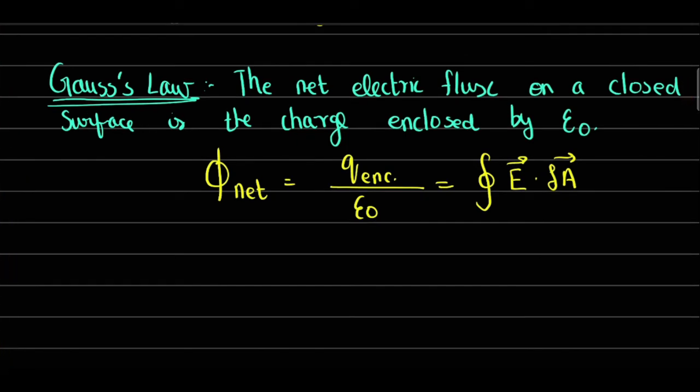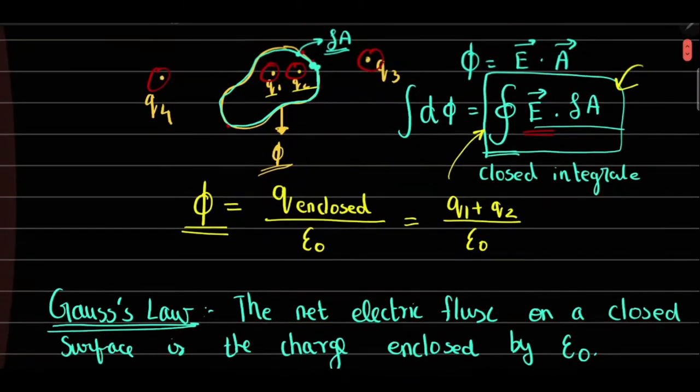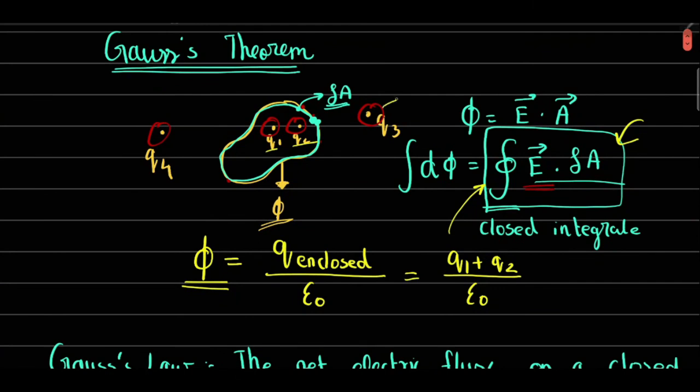There are a couple of things that you need to remember. The first thing is that this is giving only the net flux. So we do not know the flux due to each of them. Let us go back to our example. We do not know the individual flux due to each of these, but as a net flux we know that it is due to this and this, and it is given by this expression.